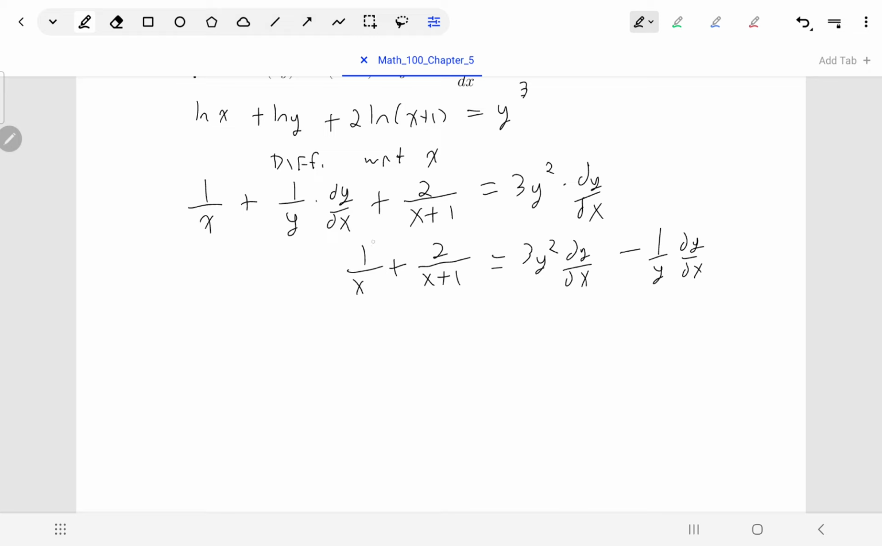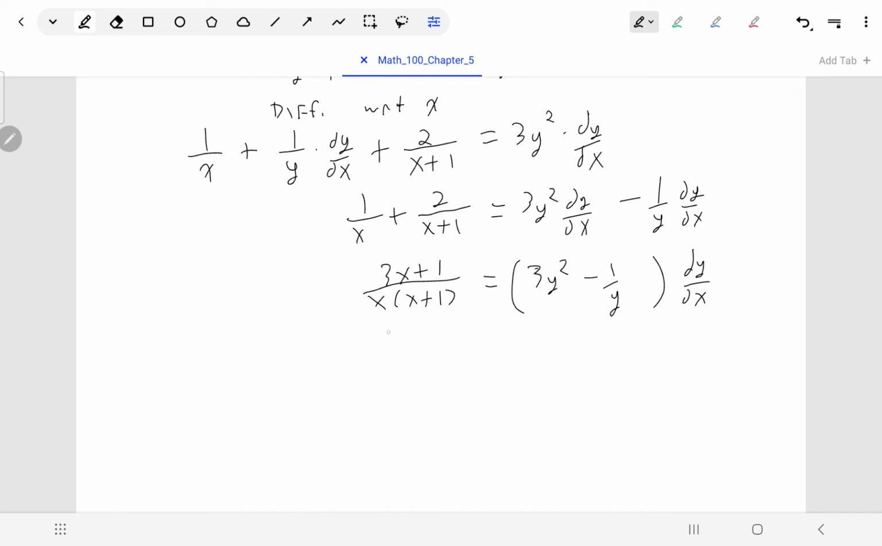So the first thing, I'm going to clean up this. I'm just going to make this a little bit nicer. If you made common denominators and added everybody together, you'd multiply this top and bottom by x plus 1, this top and bottom by 2. You would have 3x plus 1 over x times x plus 1 after you cleaned it all up. And on the right side, I can factor out dy/dx. And I'd have 3y squared minus 1 over y.